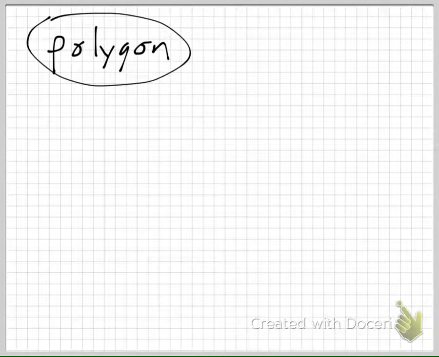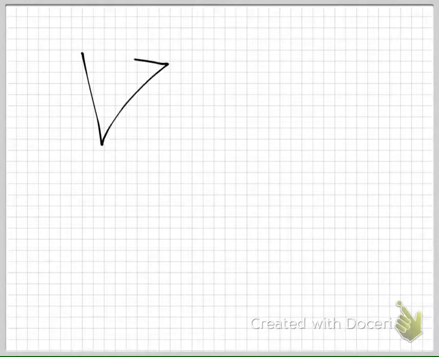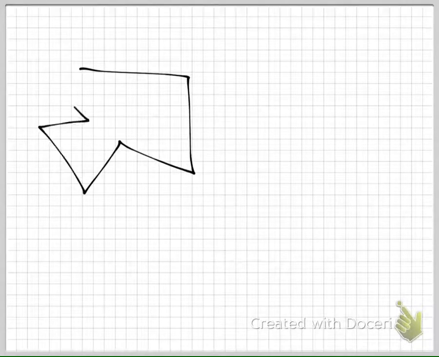Okay. A polygon, P-O-L-Y-G-O-N. A polygon is a closed figure with at least three sides. A closed figure. You see it without even realizing it. But here's the deal: is that a polygon? Yes. It's closed, right? It's an actual figure. It is something that has no openings. Polygon. Is it a polygon? Yes, it's closed.